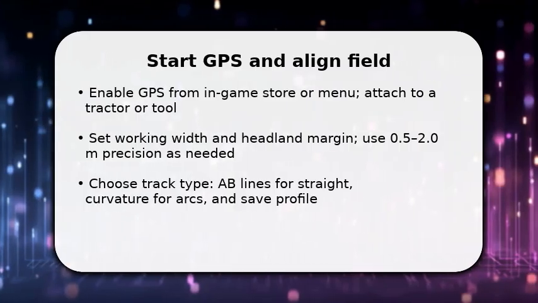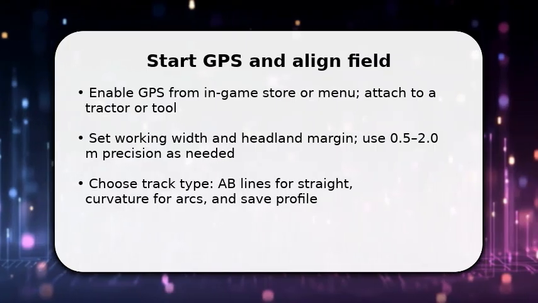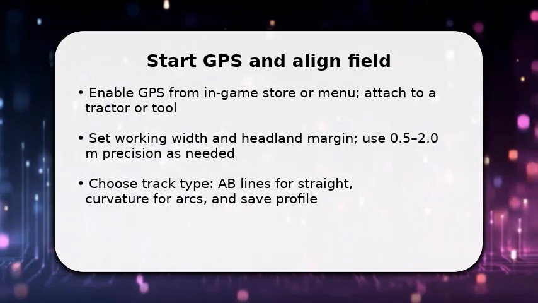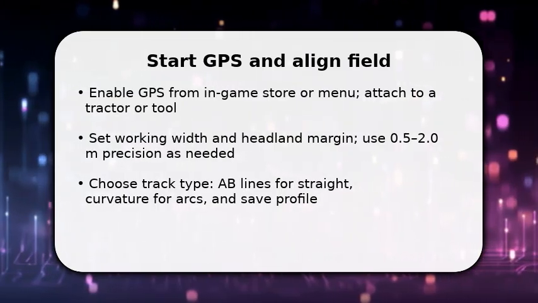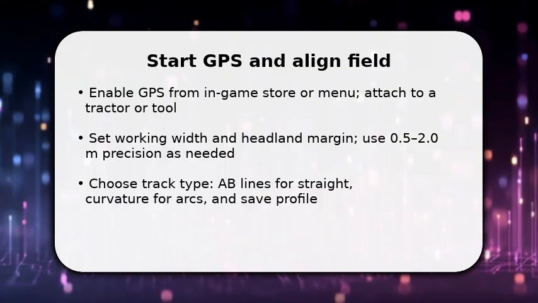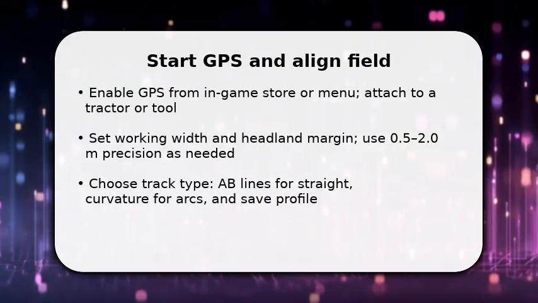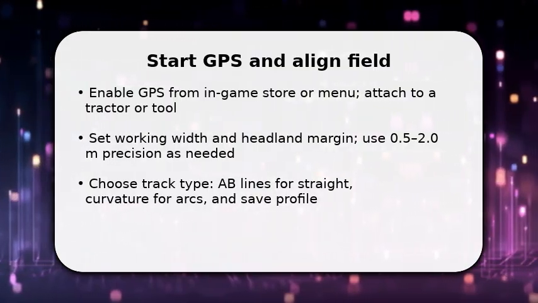You start by activating the GPS mod and mounting it on the vehicle you will use. First, set the working width to match your implement and pick a headland margin so turns clear equipment. Then create an A-B line by driving point A, turning, and driving point B. This sets the guidance vector.